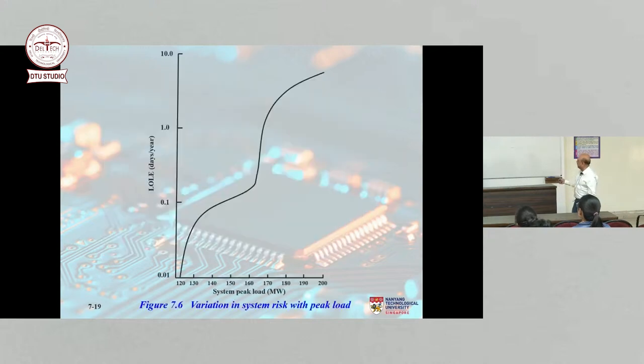We can do another sensitivity. So this is just showing you in a graphical way the loss of load expectation versus the peak load. So you can see 160 is where we were, the risk was 0.15. So as the peak load increases, the risk becomes higher. It goes up to 6 days per year, remember, from that table.